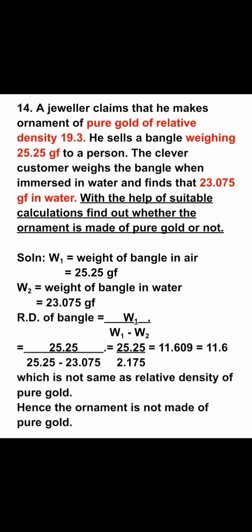So it is 25.25 divided by 2.175. If we subtract 23.075 from 25.25, we get 2.175. Whenever it is divided, it comes to 11.609, which can be rounded off to 11.6. So here the relative density of the bangle is 11.6, and this is not the same as the relative density of pure gold, which is 19.3. Hence the ornament is not made of pure gold.